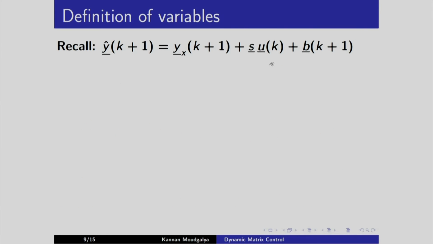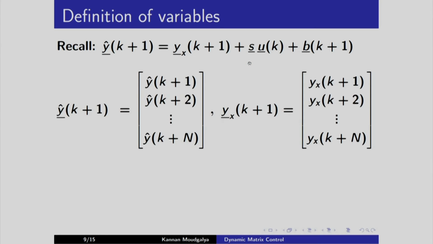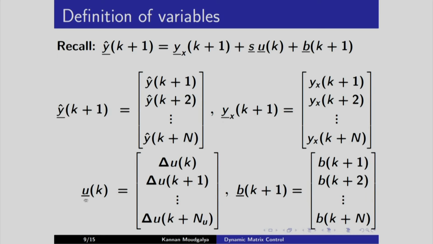So this is the expression we arrived at 2 slides ago. We saw the value of S underscore in the previous slide. The other variables are given here. Y hat of K plus 1 is given here, and here is Y underscore X, U underscore K. It consists of all delta U terms and B underscore terms.